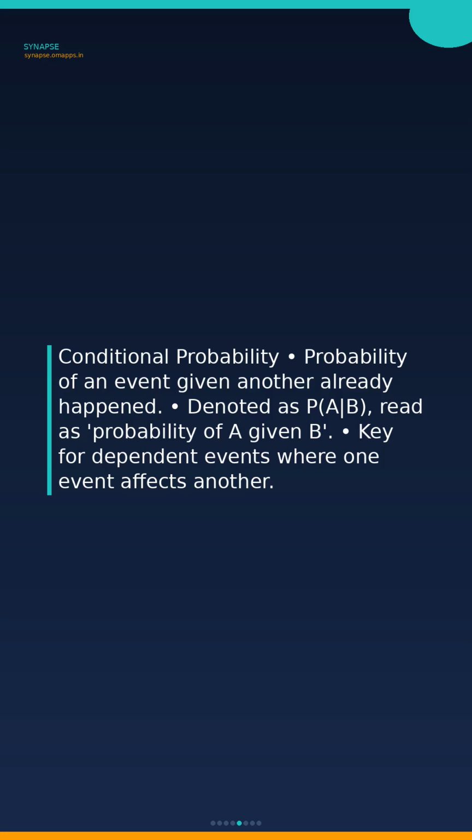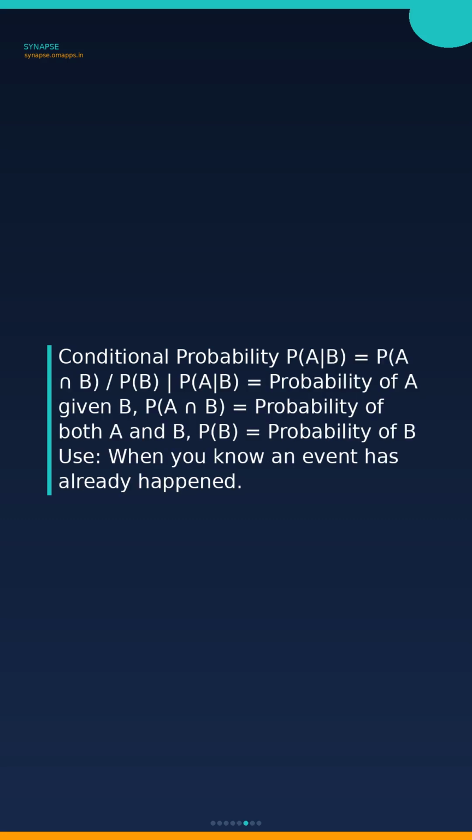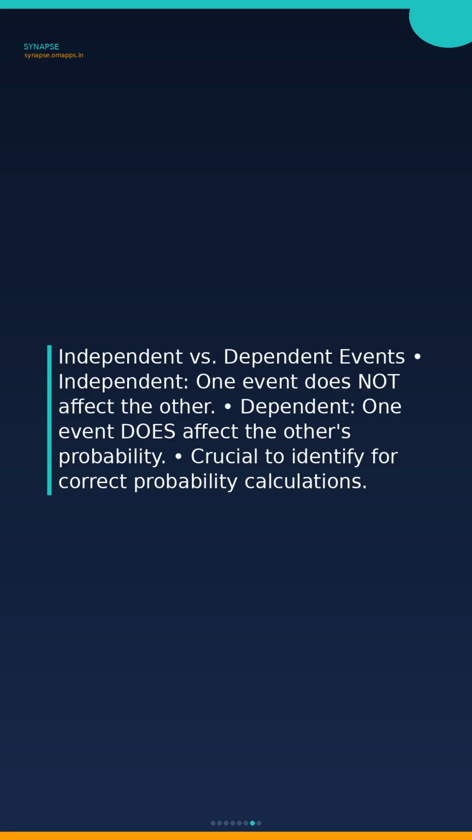Now, let's look at a solved example. Q. A bag contains 4 red balls and 2 blue balls. What is the probability of drawing a red ball, then another red ball without replacement? Solution. Step 1. Probability of first red ball equals 4/6. Step 2. Probability of second red ball equals 3/5, since one red ball is gone. Step 3. Multiply the probabilities, 4/6 × 3/5 equals 2/5. Answer, 2/5.